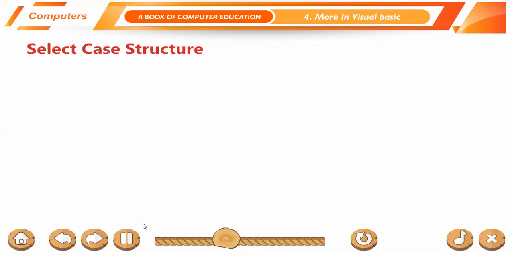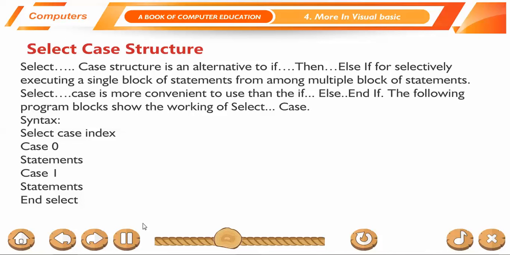Select case structure. The select case structure is an alternative to if-then-else-if for selectively executing a single block of statements from among multiple blocks of statements. Select case is more convenient to use than if-then-else-if. The following program blocks show the working of select case. Syntax: Select Case index, Case 0, statements, Case 1, statements, End Select.